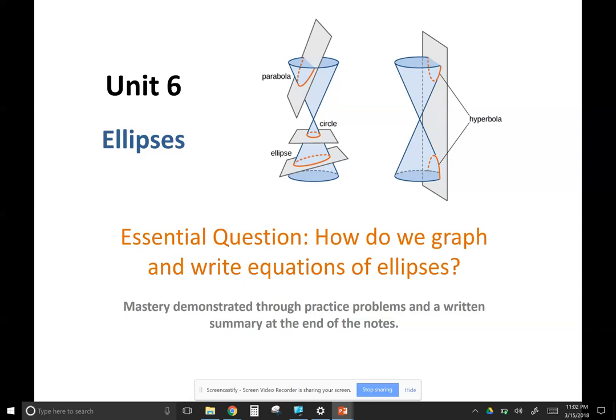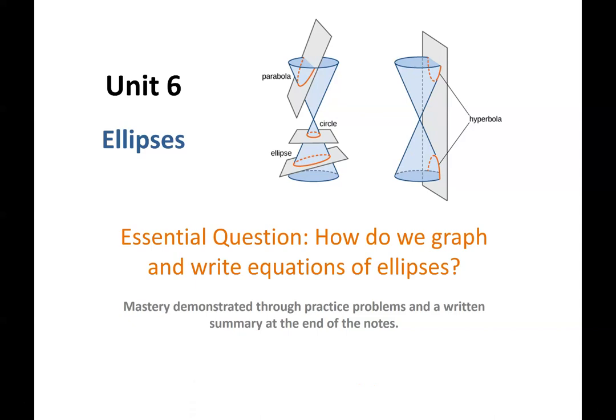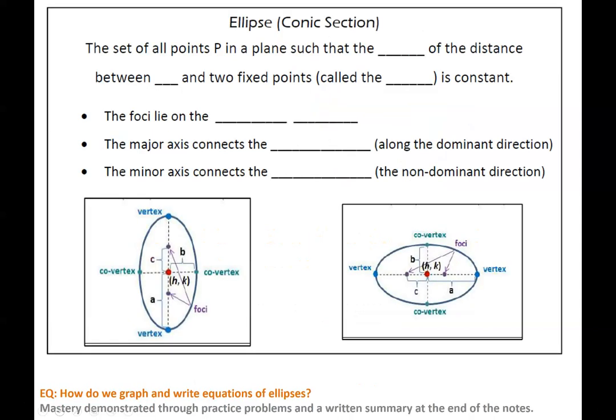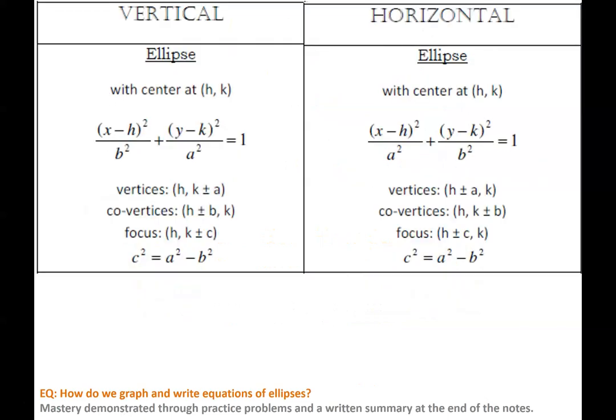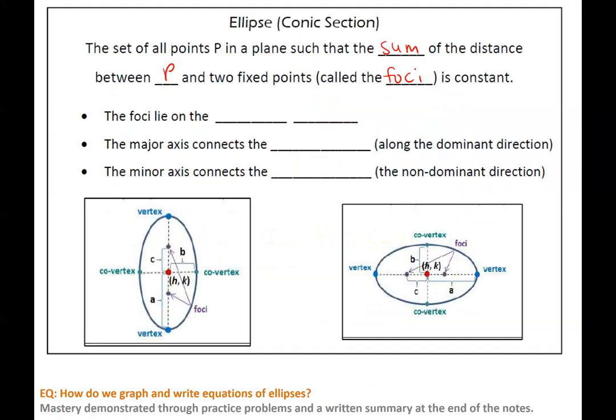All right, so we're going to be learning about ellipses today. Just another conic section in our units. So let's take a look. An ellipse is the set of all points P in a plane such that the sum of the distance between P and two fixed points called the foci is constant. Foci is actually plural for focus.